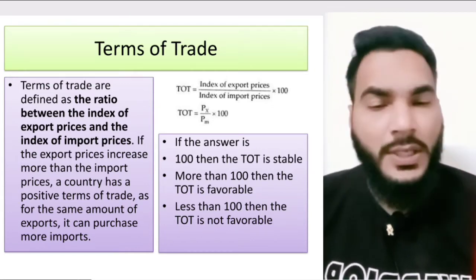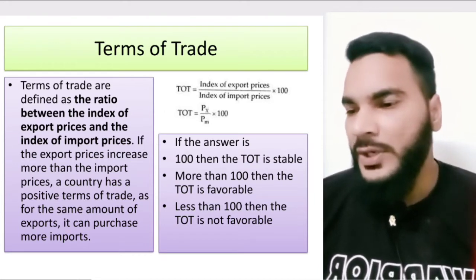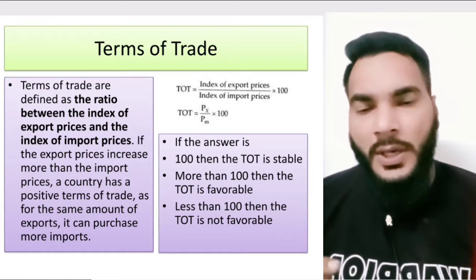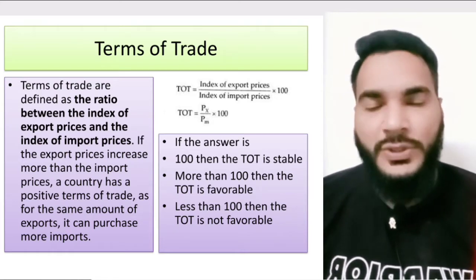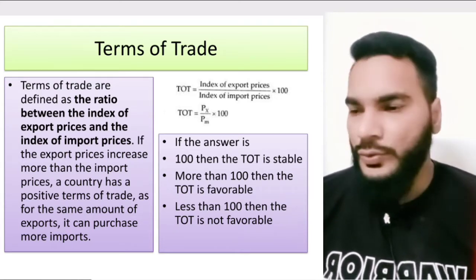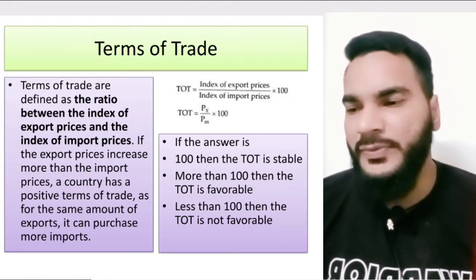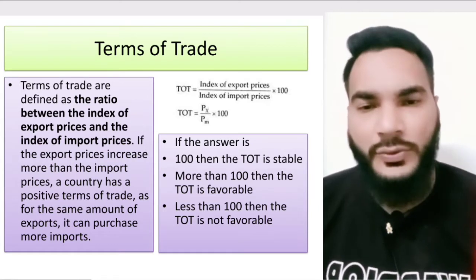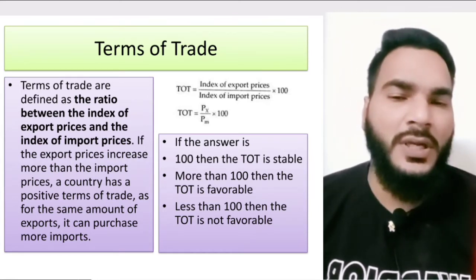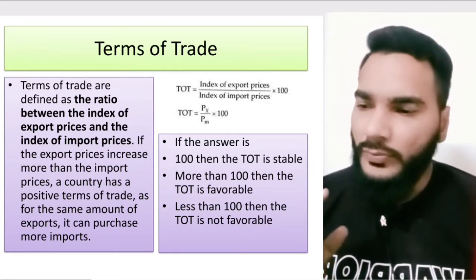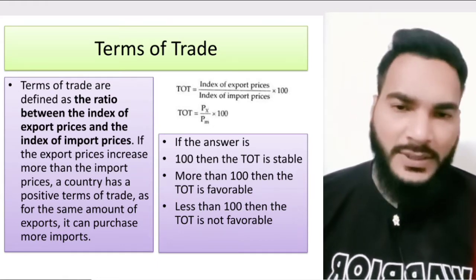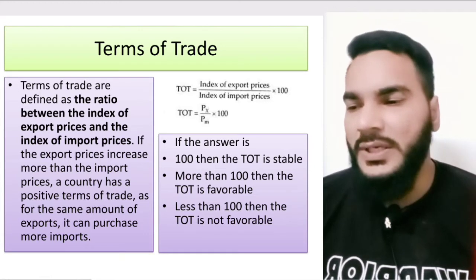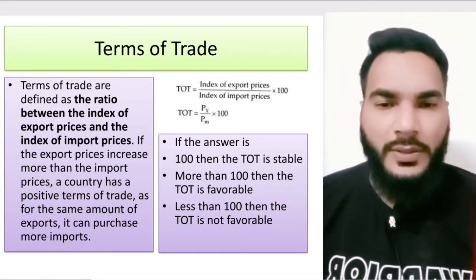So let us see what the formula actually is. Terms of trade is equal to the prices of export upon the prices of imports into 100. So as you can see here, the formula is index of export prices divided by index of import prices into 100. Here export is shown by Px, and imports are shown by Pm. So basically, this is the formula.